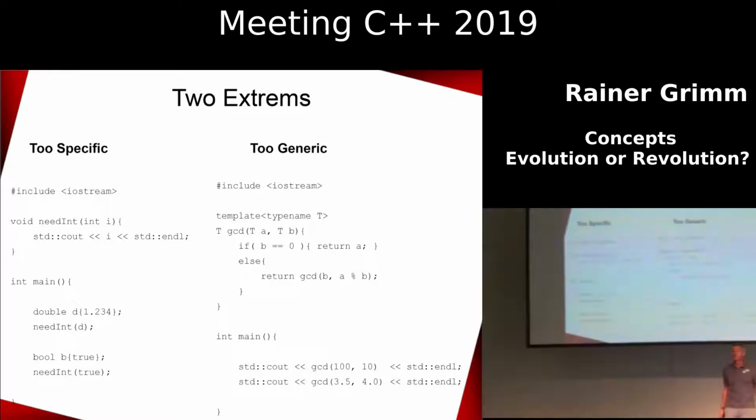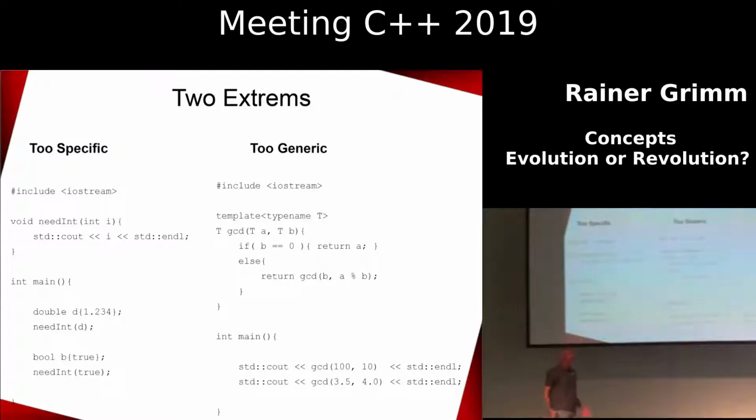We have templates. We have functions which could accept all types. And sometimes the types will not fit. Such as here, I have defined the GCD algorithm. It requires a modulo operation, such as here, and if I invoke it with a double, I get a terrible error message. Two wrong ways, too specific, too generic.